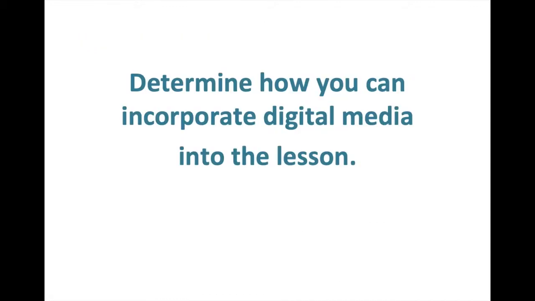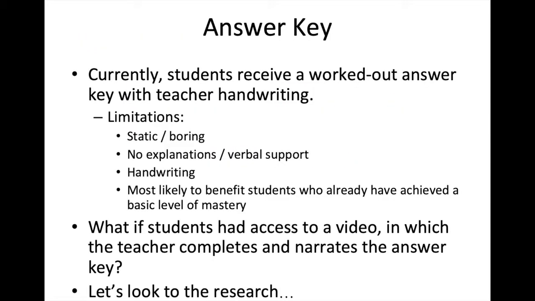So how am I going to do that? Well, currently students receive that worked out answer key and it has teacher handwriting on it, but the limitations of this are that it's static, it doesn't move, and it's frankly not very engaging because it doesn't move. There are no explanations or verbal support. It's just step-by-step worked out solutions.